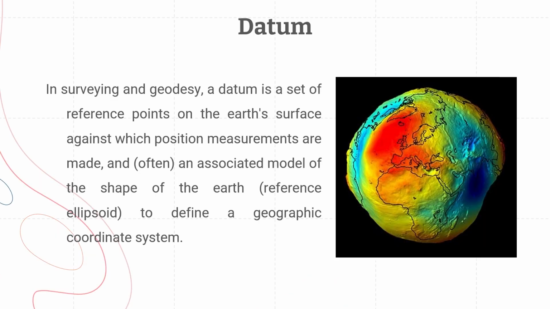Now, let's learn what a datum is. In surveying and geodesy, a datum is a set of reference points on Earth's surface against which position measurements are made, and often an associated model of the shape of the Earth to define a geographic coordinate system.